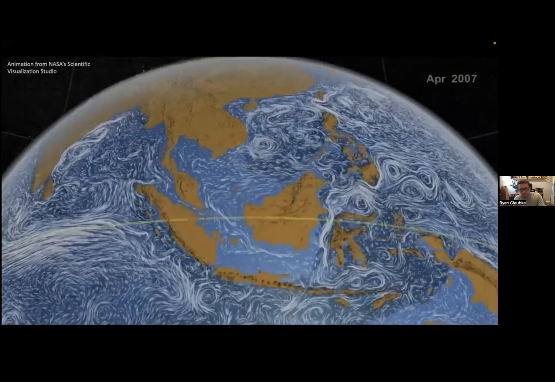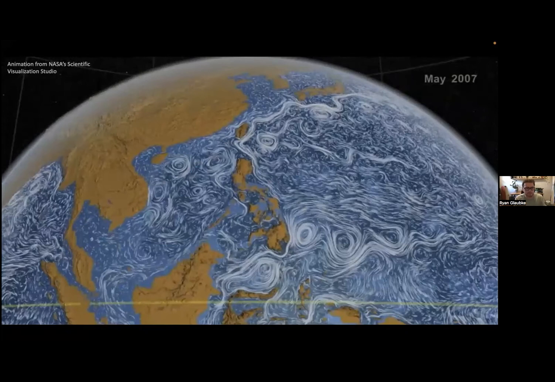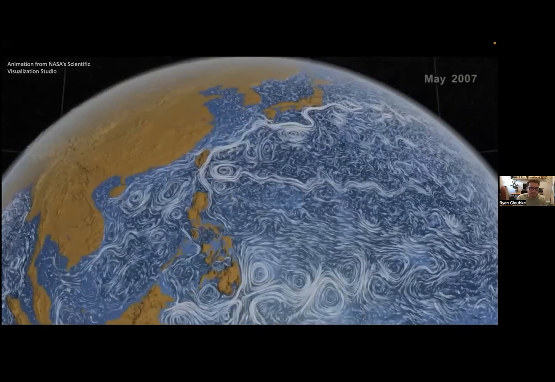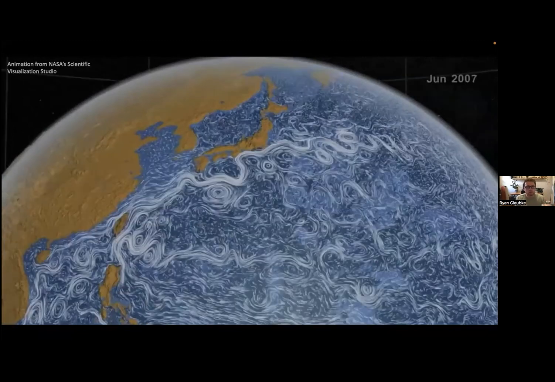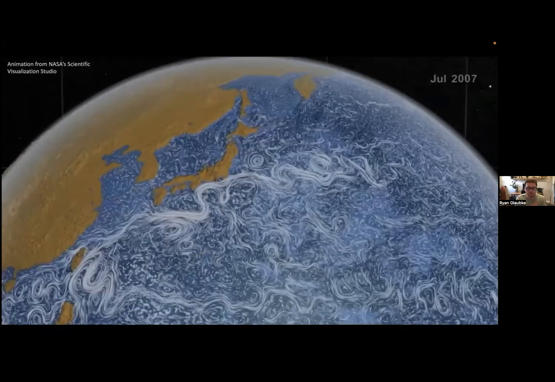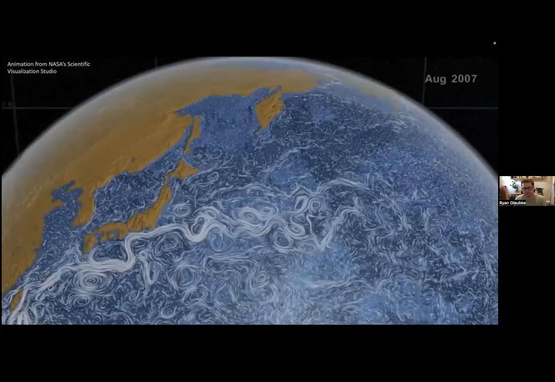Now, just a little bit further east, we can see the Indonesian Throughflow, which is a region of a bunch of islands where Pacific water can leak into the Indian Ocean. As we start to creep up a little bit, we can see the Gulf Stream's cousin here, the Kuroshio Current, which travels along the east coast of Japan.